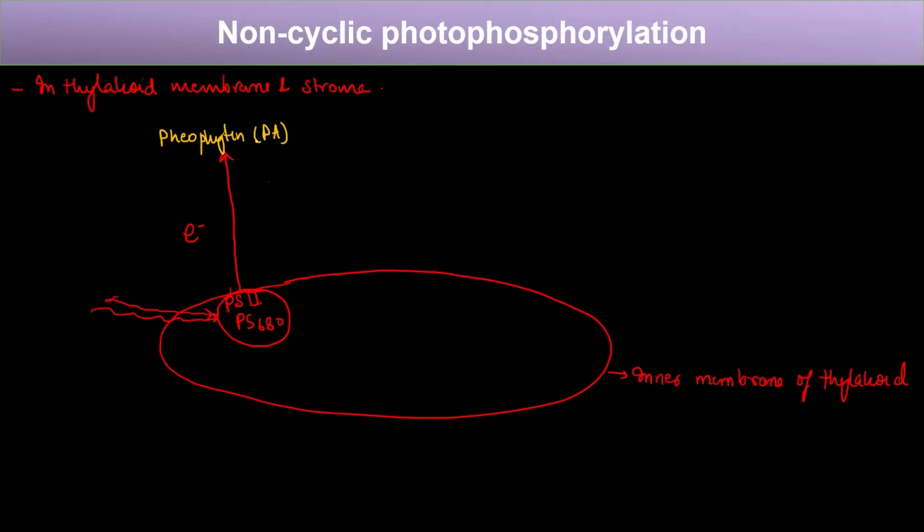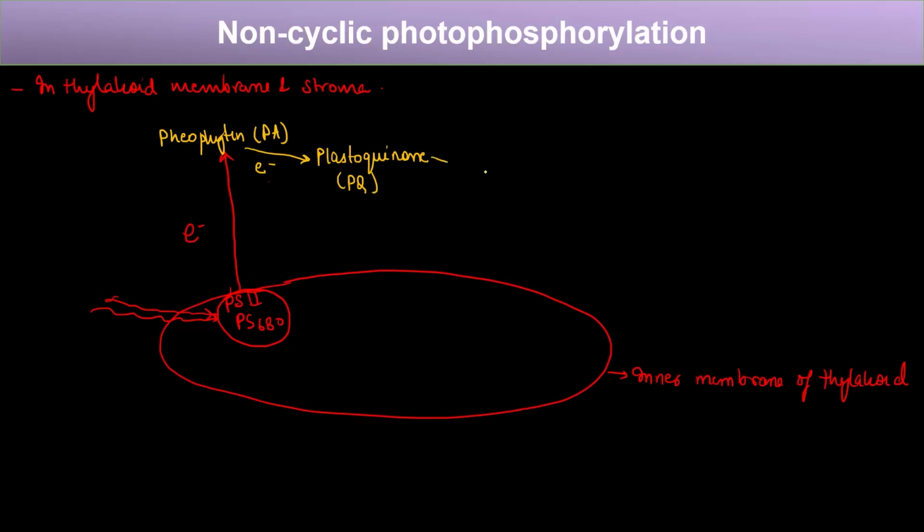Now, what will this pheophytin do? This pheophytin will transfer its electron to another electron carrier that is known as plastoquinone, and it is represented by PQ. And this is the inner membrane of thylakoid, remember. So this all is happening over the membrane.